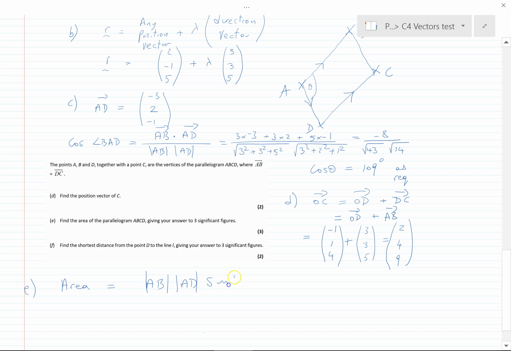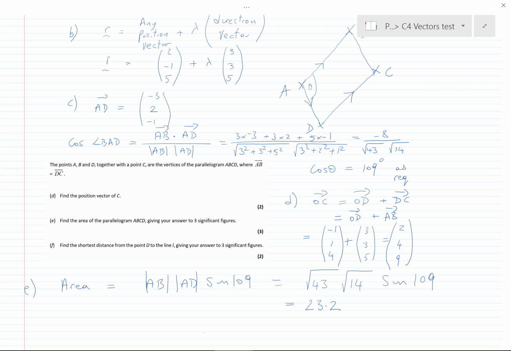times by sine 109. And the good thing of presenting your work quite nicely from before is we've got these numbers already, because the mod of AB is square root of 43 and the mod of AD is equal to the square root of 14. So that's the square root of 43 times the square root of 14 sine 109, but I've got that number stored exactly in the calculator, and that comes to 23.2, to three significant figures.